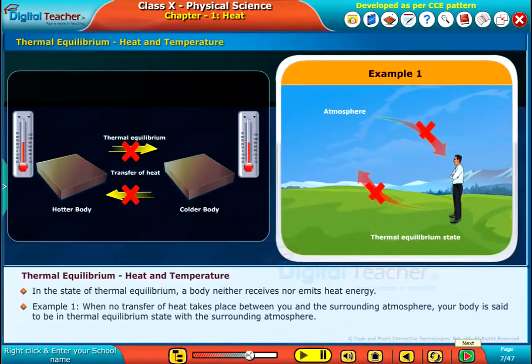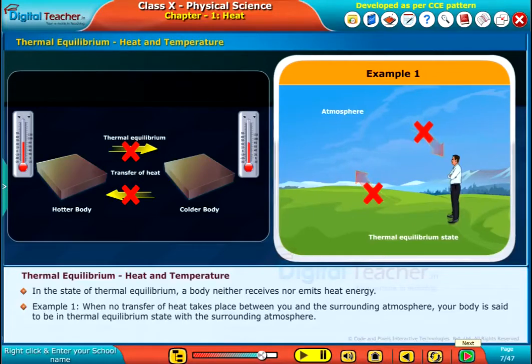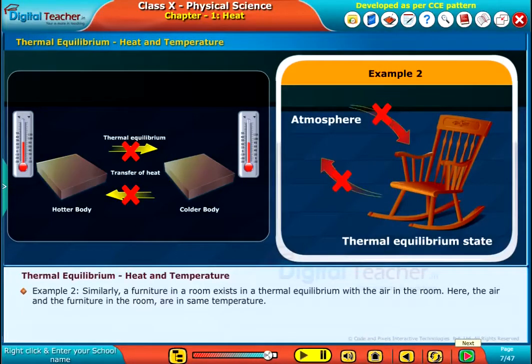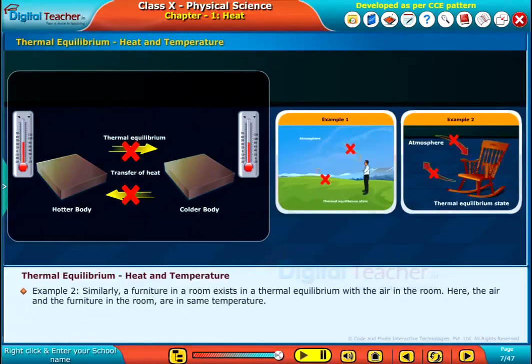Example 1. When no transfer of heat takes place between you and the surrounding atmosphere, your body is said to be in thermal equilibrium state with the surrounding atmosphere. Example 2. Similarly, a furniture in a room exists in thermal equilibrium with the air in the room. Here the air and the furniture in the room are at the same temperature.